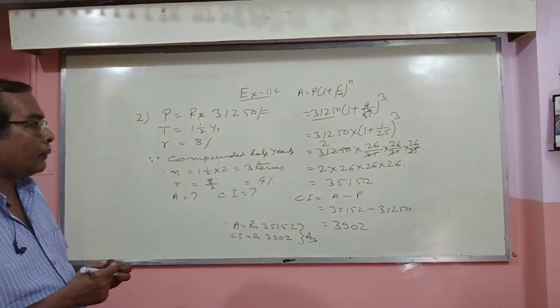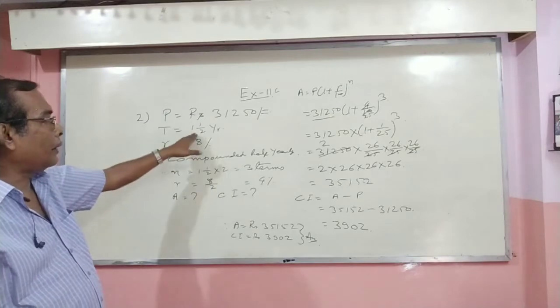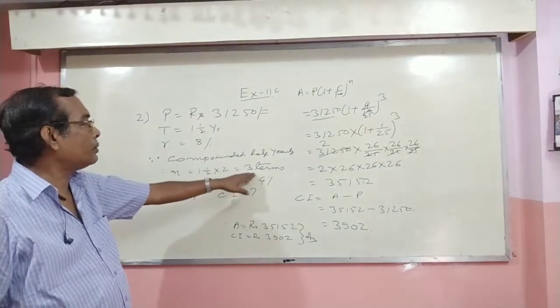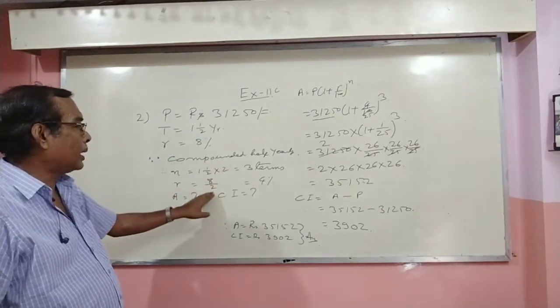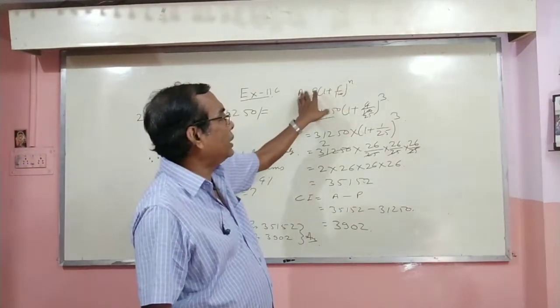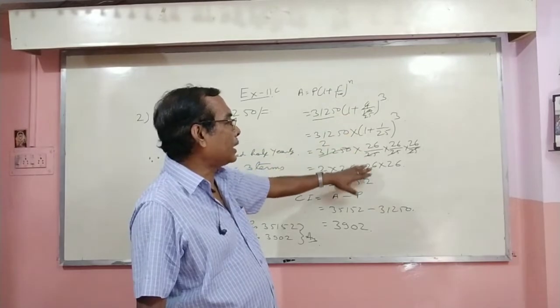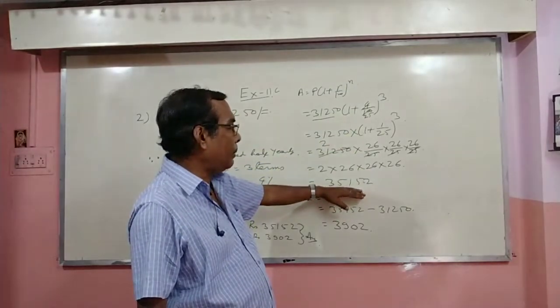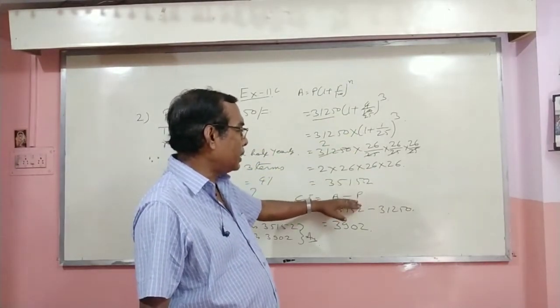So finally what you are finding is that if it is 1.5 years, it will become double, 3 terms, and if it is 8%, then it will become half, 4%. Now you are substituting all these values in these particular formulas, and after taking the calculation, this result has come as an amount, and amount minus principal is the compound interest.